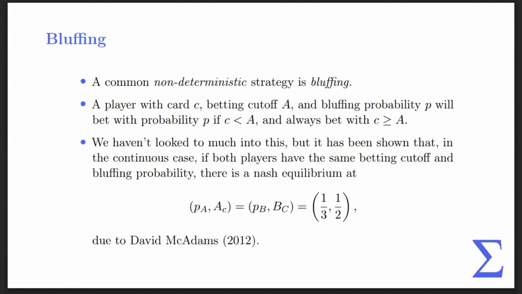Currently in our work, we haven't looked too much into bluffing strategies. However, we know from David McAdams's paper that if you consider non-deterministic strategies, there is a Nash equilibrium in the continuous case. If we assume a continuous model, both players will choose the same strategy of bluffing probability 1/3 and betting cutoff 1/4.